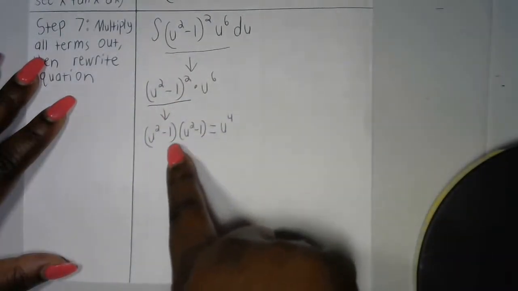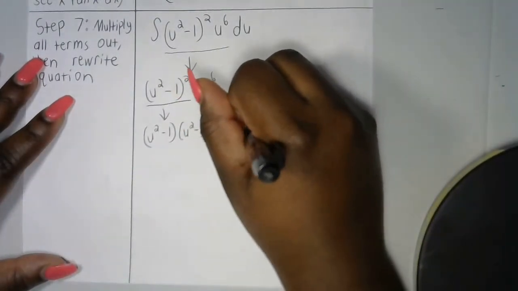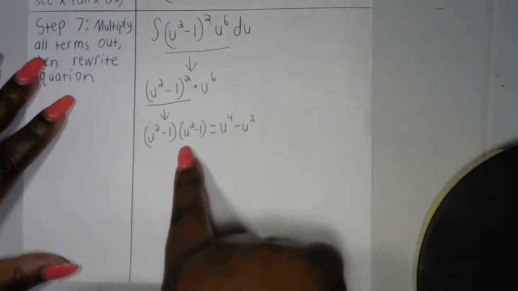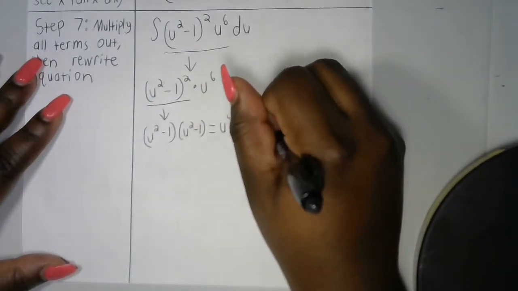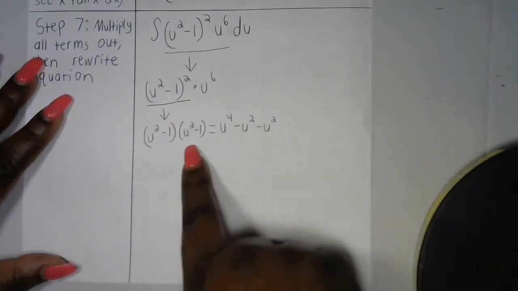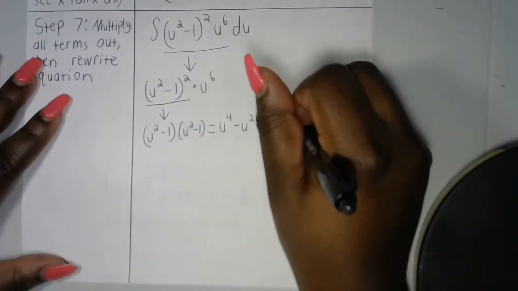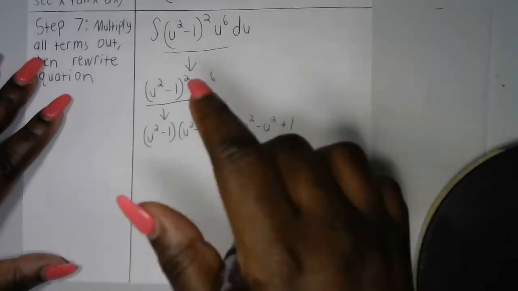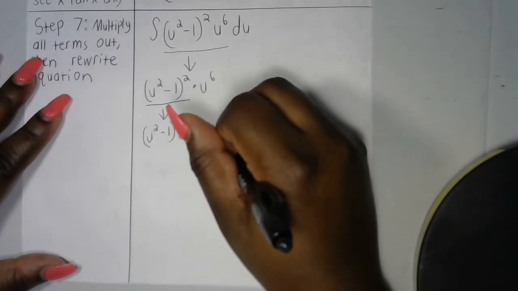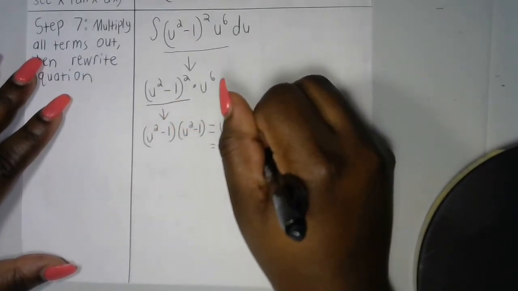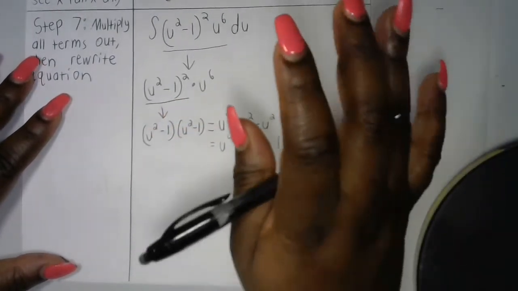Outer is u squared times negative 1. That's negative u squared. Inner is negative 1 times u squared. That's also negative u squared. And then last is negative 1 times negative 1, which is just plus 1. These two are like terms, so you can combine them. u to the 4th minus 2u squared plus 1.